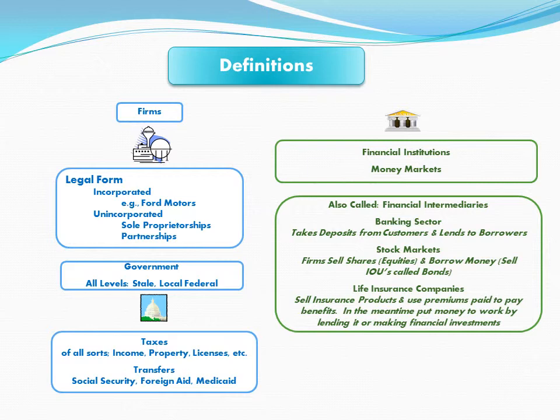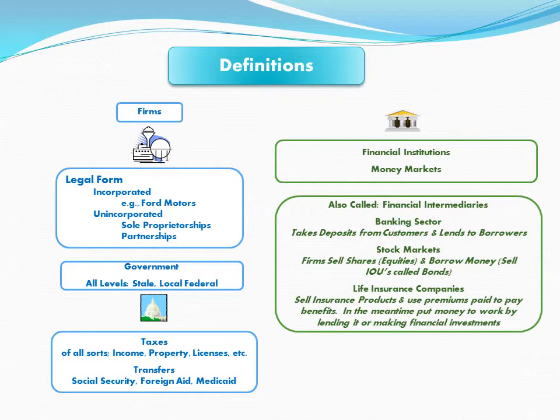Government, as I said, is at all levels: state, local, and federal. They raise revenue, which I've lumped all in the category of taxes, but there are all sorts of taxes. There are income taxes, property taxes, licenses, sales taxes, etc. This is all lumped into this revenue generation. And we have transfers. So Social Security, these are movements of current income to current recipients. The leakage is an injection of income. Social Security, foreign aid, Medicaid, scholarships, etc. Any funds that are to be taken from current taxpayers to current tax recipients.